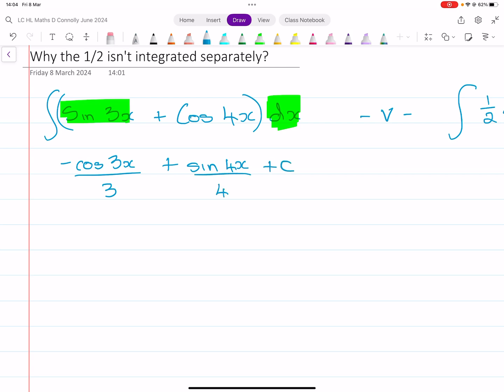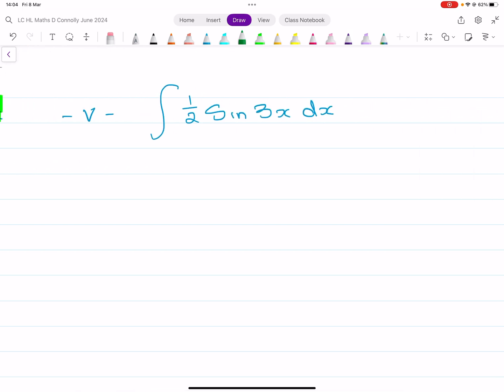So both the sine 3x and the cos 4x have x's in them, which means they contain variables, which means they will change as x changes. So the value of sine 3x will change depending on the value of x, and the value of cos 4x will change depending on the value of x. So they change with respect to x. Yeah? Now, over here. So the half and the 3x are not separated by a plus or a minus.